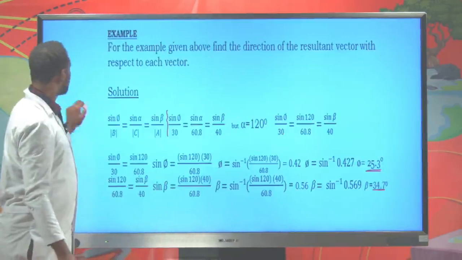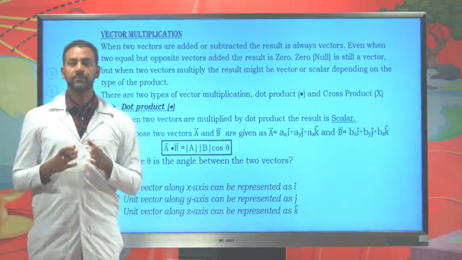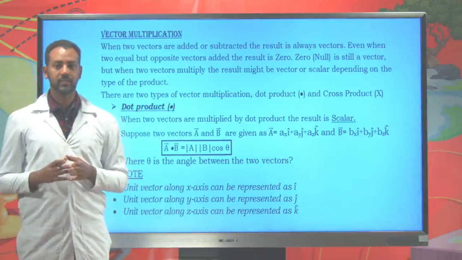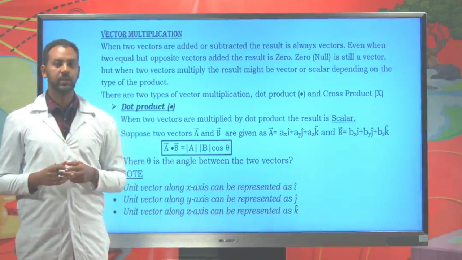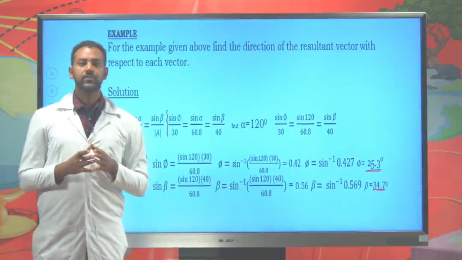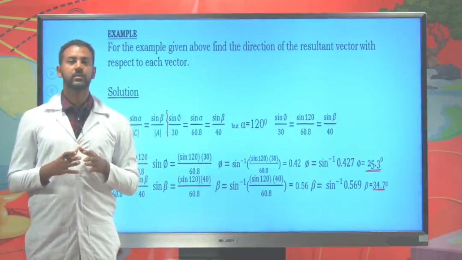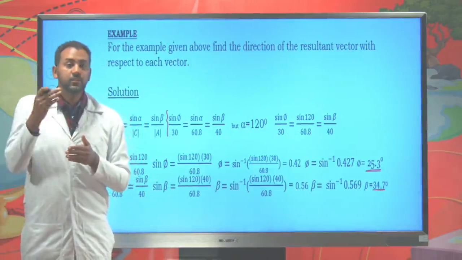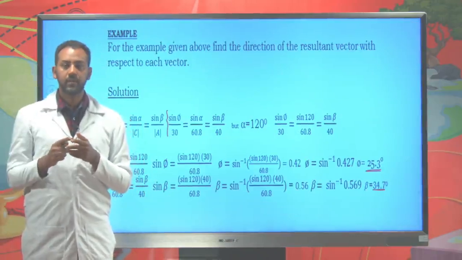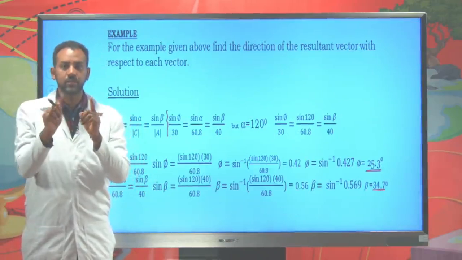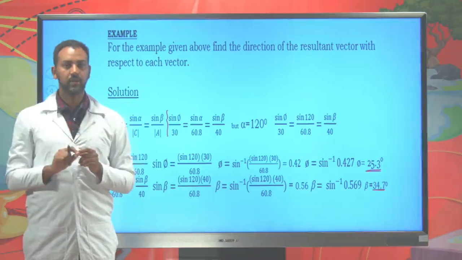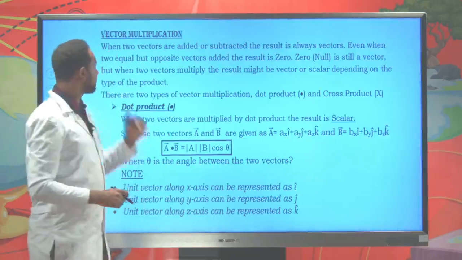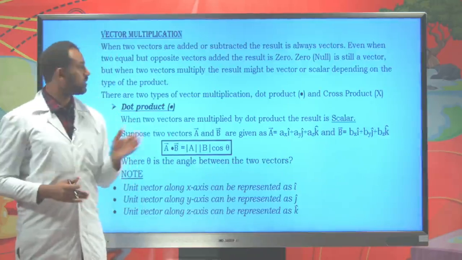And today let's proceed and try to see vector multiplication. So far we have tried to see how to add and subtract vectors using geometrical and analytical methods. The summation and the difference of two vectors always result in a vector. The summation of two vectors gives you a vector. The difference of two vectors as well gives you a vector. The difference of two equal vectors gives you 0. 0 itself is a vector, we have said, a null vector. So let's see how to multiply vectors.